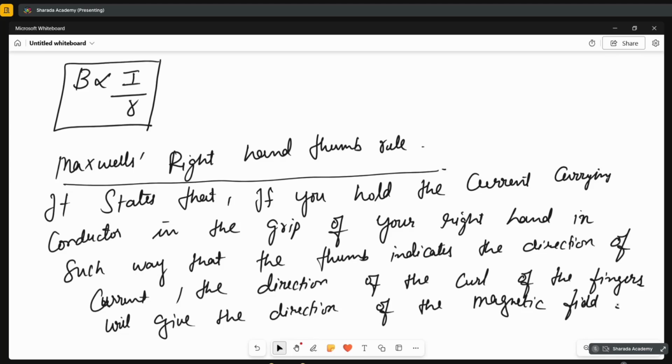So if the current flows in the upward direction, the magnetic field will be in this direction. If the current is flowing in the downward direction, the magnetic field will be in this direction. That's what we had written in the first diagram, no? If the current is in the downward direction, then the magnetic field is in this direction.